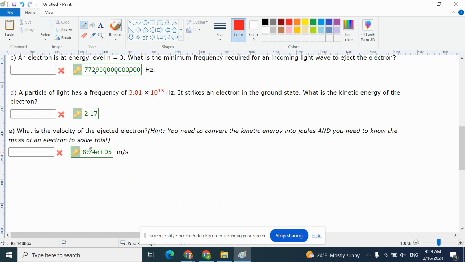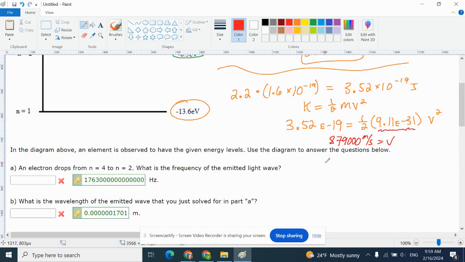So 874,000. I got 879,000. Can definitely be attributed to rounding. So I'm happy to say that this is good. All right, that is EM4, and I will do EM5 next.